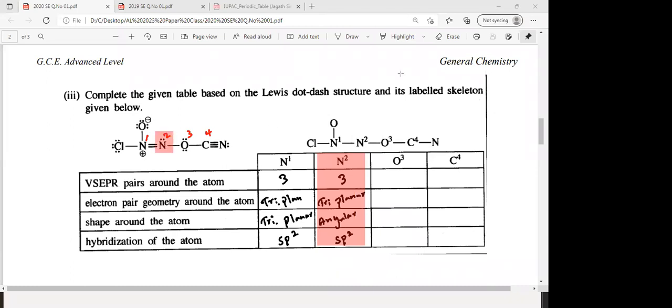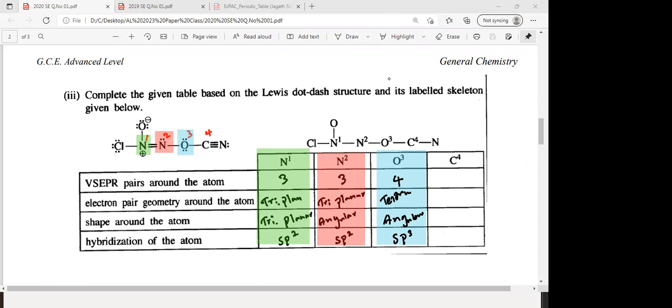So this is N2 here, and N1 I'll highlight green. This is N1, and next one is O3. O3, you can post the answer on chat. I'll highlight blue. O3, total pairs. So it's this one. Everyone should target full marks, because this is one of the easier ones. So here you get 4, tetrahedral, and then the shape will be angular, and hybridization sp3.